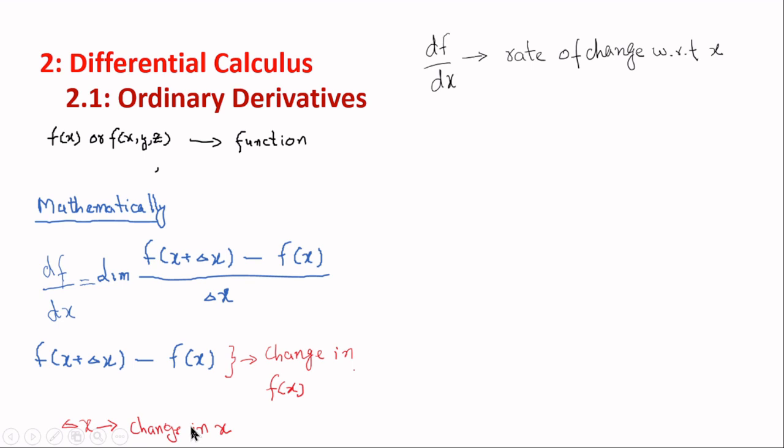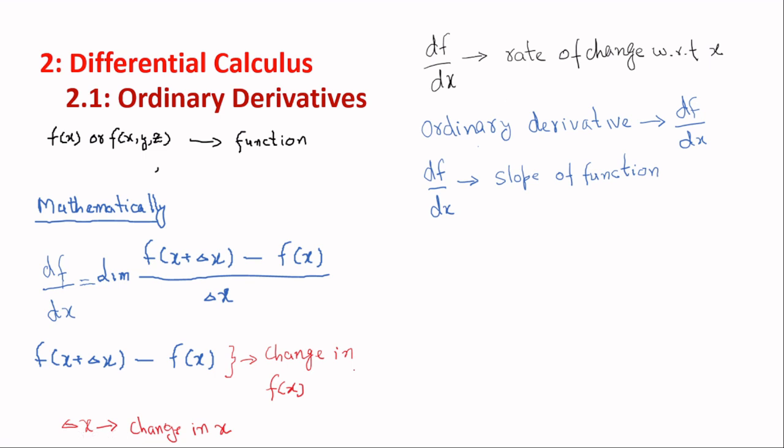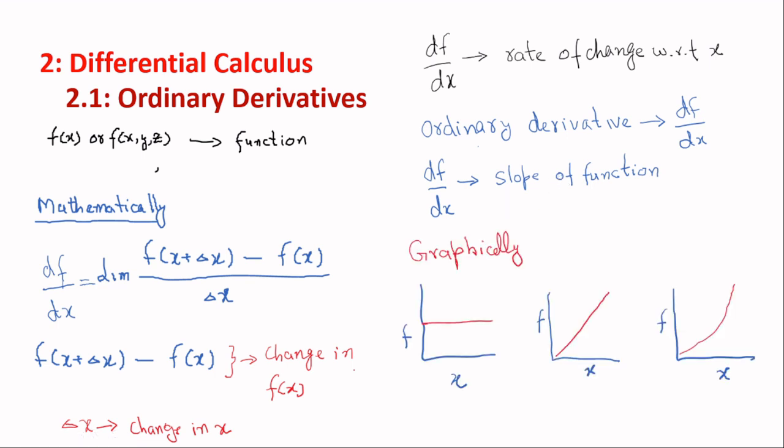So df over dx is the rate of change. This is the change, and we divide it by del x, so it becomes the rate of change with respect to x. So the ordinary derivative df over dx is also the slope of the function. Graphically, we can represent the different types of functions.